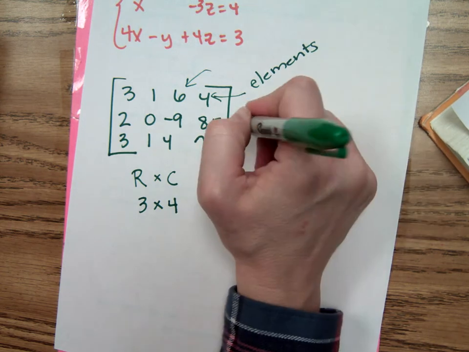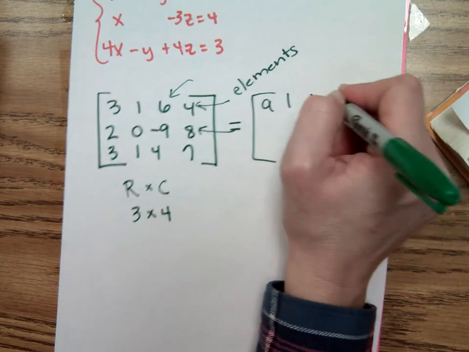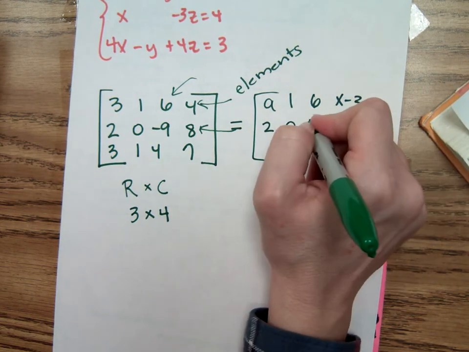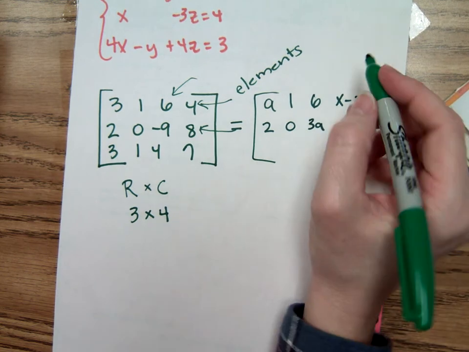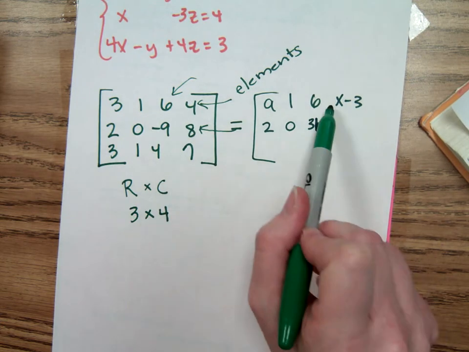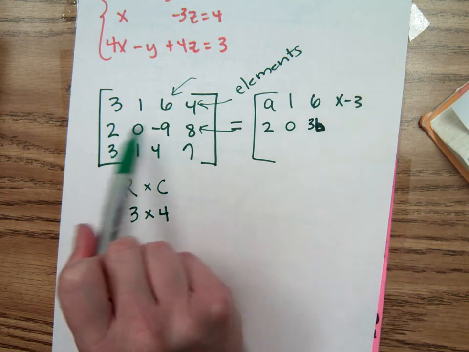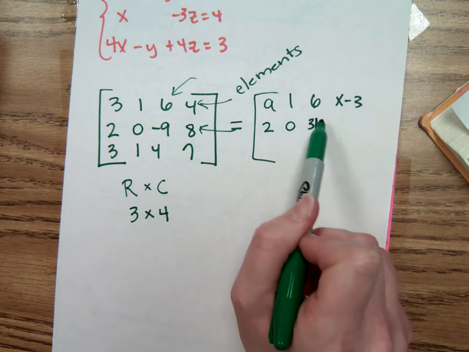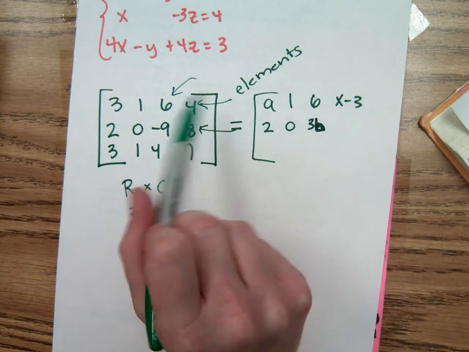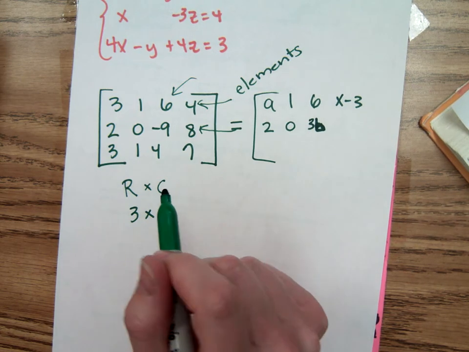Two matrices can be equal if all their elements are equal. So if I had this equals A, 1, 6, x minus 3, 2, 0, 3a, and so on, then 3 is a, 1, 6, and x minus 3 would have to equal 4, so that means x would be 7. 2, 0, well, this is negative 9, and this is 3b, so b has to be negative 3. So if two matrices are equal, then each individual element is equal, the elements that correspond to each other.